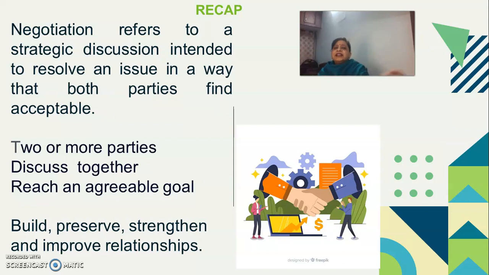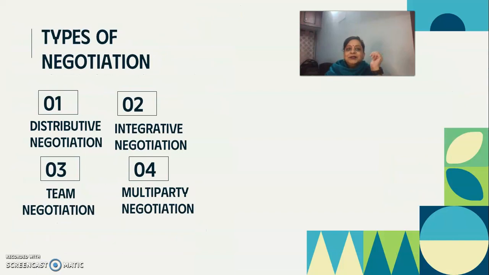Negotiation refers to a strategic discussion intended to resolve an issue in such a way that both the parties find it agreeable and acceptable. So there are two or more parties, they discuss together and they reach a common agreeable goal. So what does negotiation do for you? It builds, preserves, strengthens and improves your relationships, both personal and professional. Remember that. So these are the four different types of negotiations: distributive, integrative, team and multi-party.